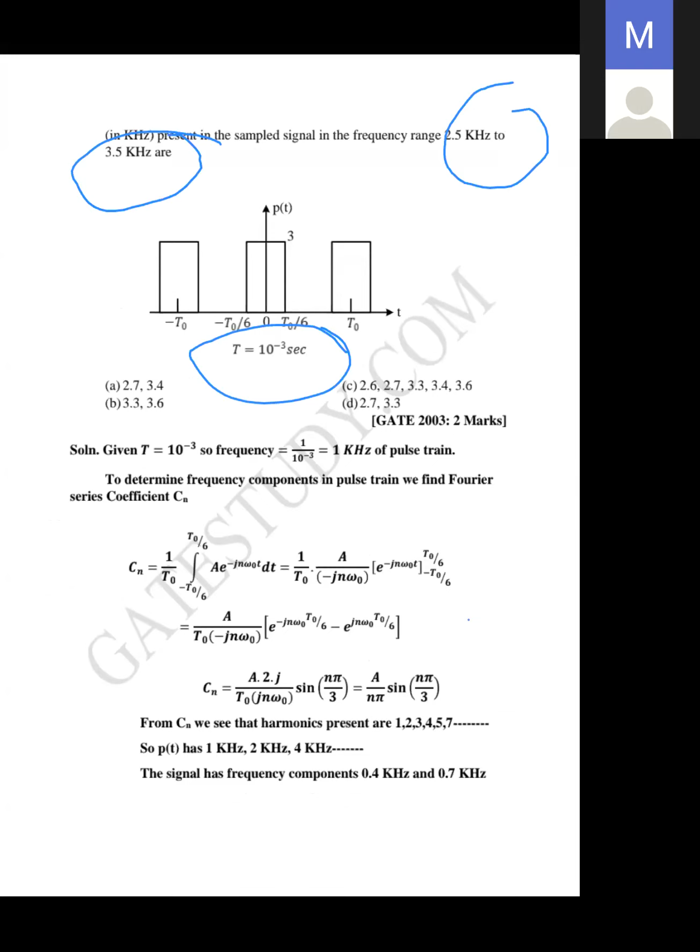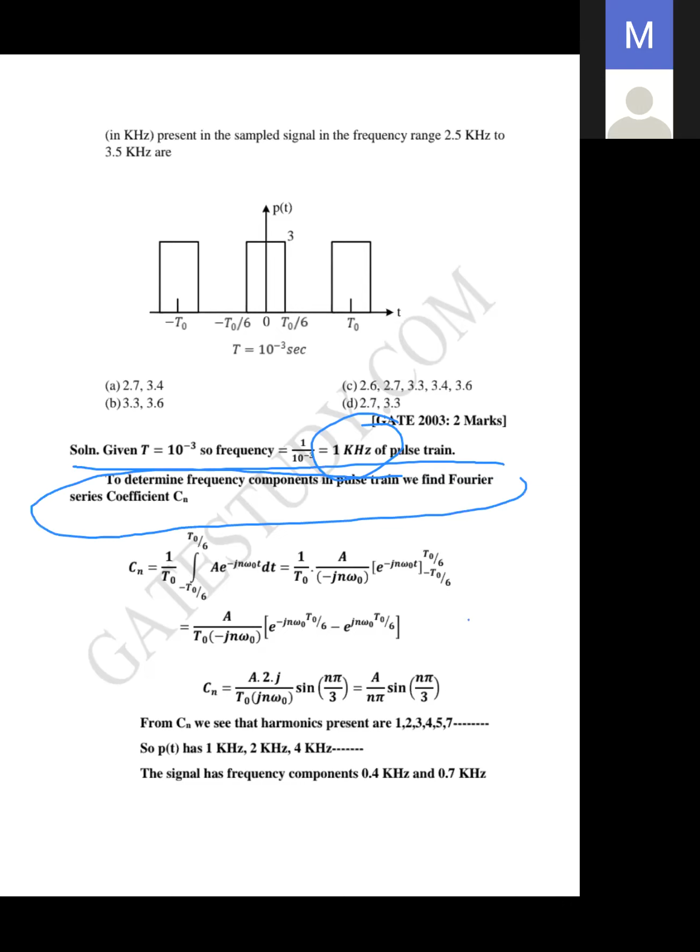Okay, so from the known things, given T is equal to 10 to the power minus 3, the frequency is 1 by T, because fs is equal to 1 by Ts. So you will get 1 kilohertz. Now we need to determine the frequency components of this pulse train. For that we need to apply the Fourier series coefficient Cn. If we want to determine the frequency components in the pulse train, we need to find the Fourier series coefficient Cn.